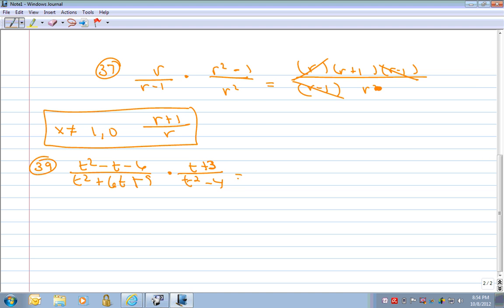Alright, so we're going to factor and see what we can cancel. So let's go ahead and set up the factors on this side. And we're going to multiply, and we're going to say we can factor the bottom, and the top looks pretty simplified. All right, let's get started.